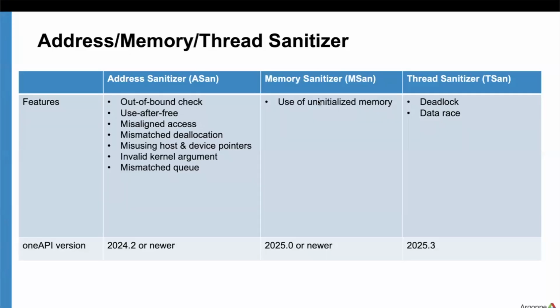Another feature is the memory sanitizer, called MSAN. MSAN can detect the use of uninitialized memory. This feature is available in the 25.0 version, so you can use it with the default module on Aurora. The last one is TSAN, the thread sanitizer, to detect data locks and data race conditions. This feature is available in the 25.3 version. We don't have that version yet, but we have an engineering draft to test our application, and it works pretty well. Once we have the 25.3 oneAPI version, you will be able to use TSAN.